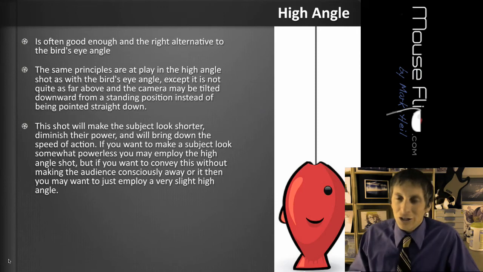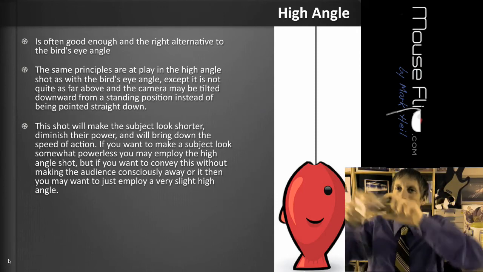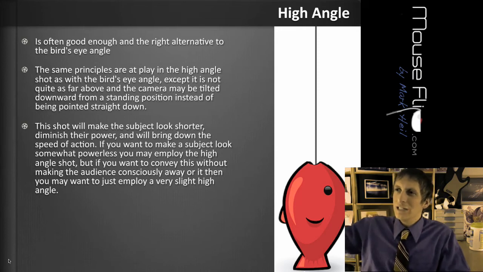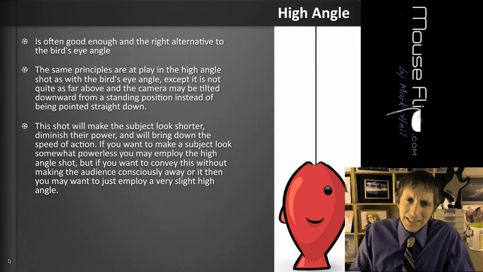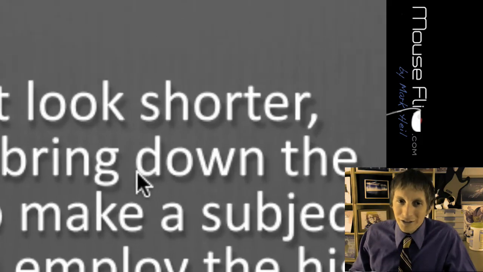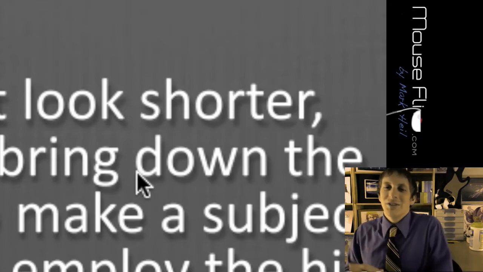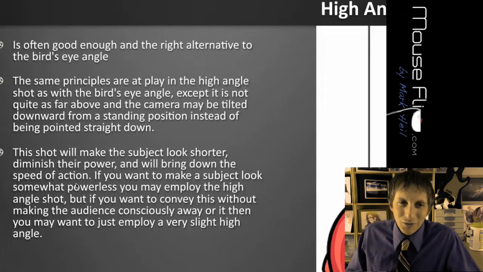Another one is high angle. Instead of straight up and down, it's actually at an angle, like a 45-degree angle, tilted at the subject. The advantage of this is if you want to make people look shorter, and most of us want the opposite, right, including me.